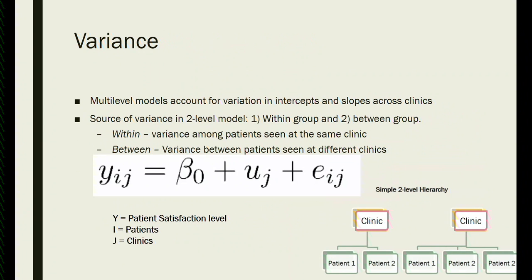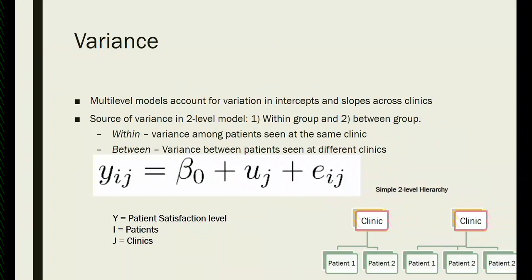So in my second bullet point, you can see that within my two-level model, we've got two groups. One group is within group and the second is between group. And with the variance component model formula, I'm trying to determine the variance among patients seen at the same clinic, which would be my within, and also the variance between patients seen at different clinics. And the Y in the formula indicates your patient satisfaction, the I indicates the patients, and the J indicates the clinics.